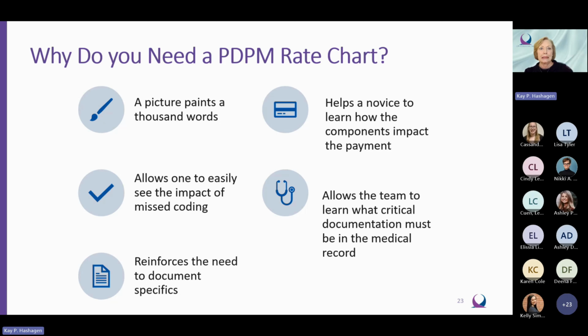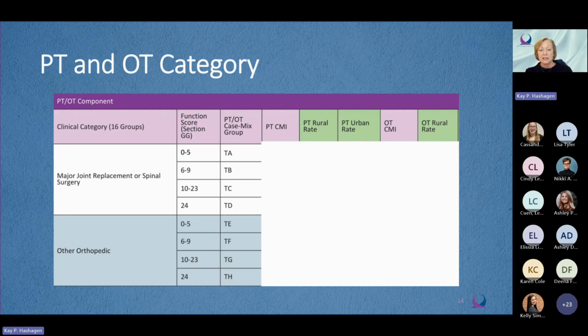You don't have to be jumping in and out of screens. You can hold it in your hand and you can see it, and it reinforces really the need of what you need to document and how impactful it is if you miss coding. So the first section is the PTO category, PT and OT category.